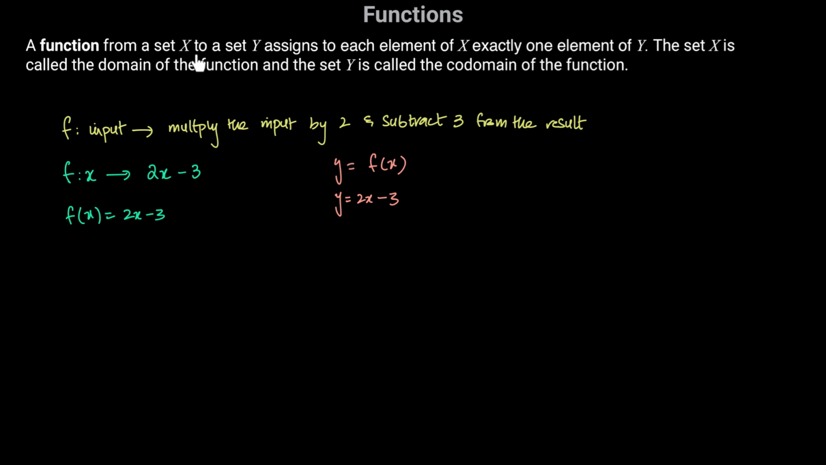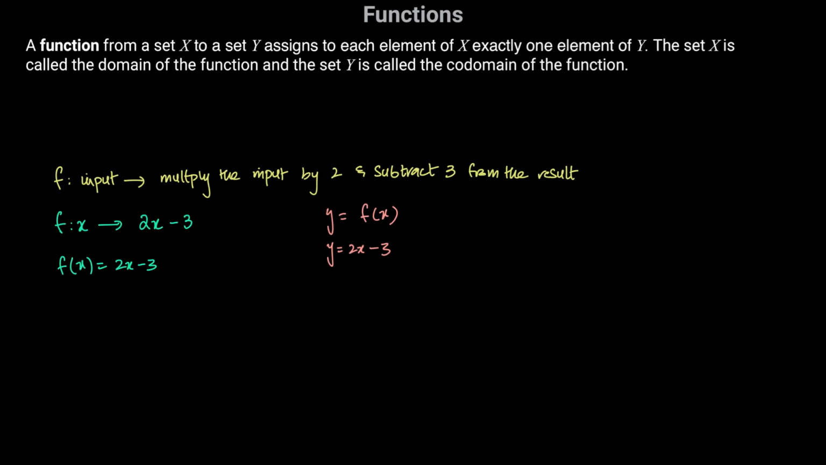The set x is called the domain of the function, and the set y is called the codomain of the function. So what that means is that if we look at the set x, that is the set of inputs, that is called the domain of the function. So we can say that the domain is the set of inputs accepted by a function, whereas the set y is called the codomain of the function.